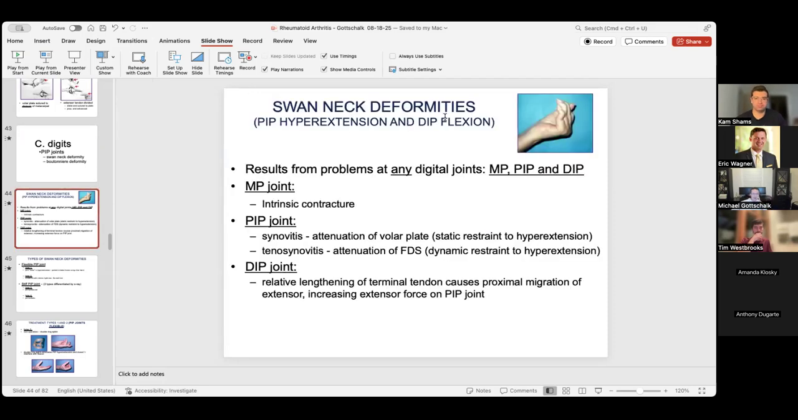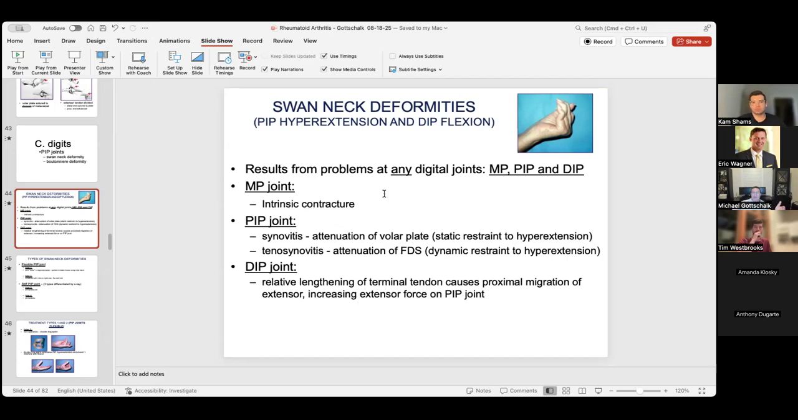And so swan neck deformities, this is where you have PIP hyperextension and DIP flexion. In some patients that show up to you without RA, it's sometimes hard to figure out, is this actually at the DIP joint where they've got a mallet, or is this at the PIP joint? Now, theoretically speaking, you'll notice that this can actually occur at any of these joints. So the MP joint can be related to an intrinsic contracture, right? That means that you'll have hyperflexion at the MP and hyperextension at the PIP. That's what you can see with an intrinsic contracture related to RA.